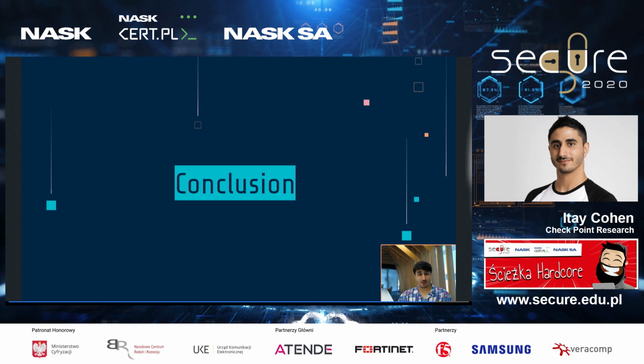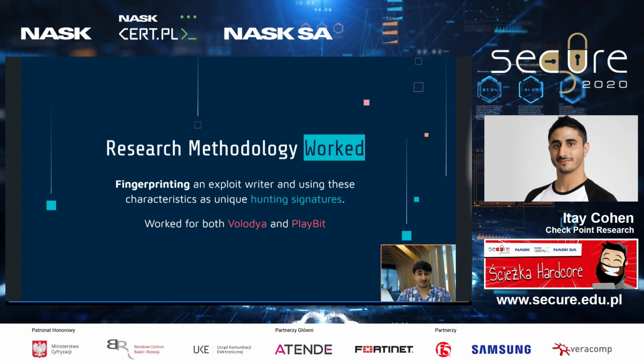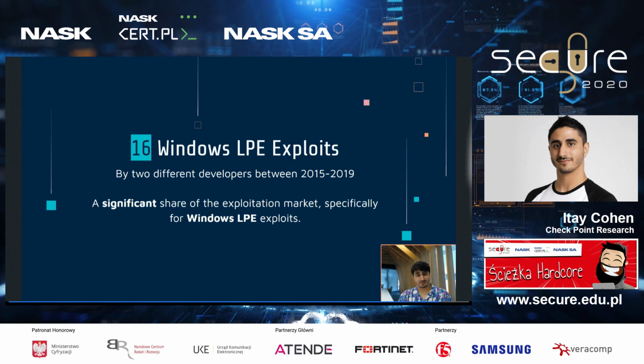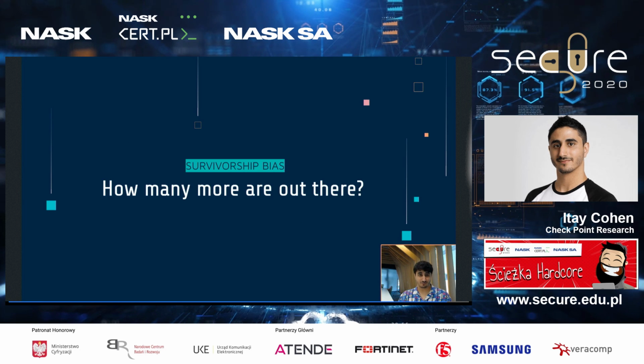So let's have a quick conclusion: what we learned from this research, what we learned from this presentation. First, we understand that our research methodology worked. Fingerprinting exploit developers and hunting for their exploits is possible, and it worked fantastically for both Volodya and Playbit. We found 16 Windows local privilege escalation exploits written by these two developers, by Volodya and Playbit, between 2015 and 2019. And this is especially interesting because it is a significant share of the exploitation market, specifically for Windows LPE exploits and specifically for Volodya.